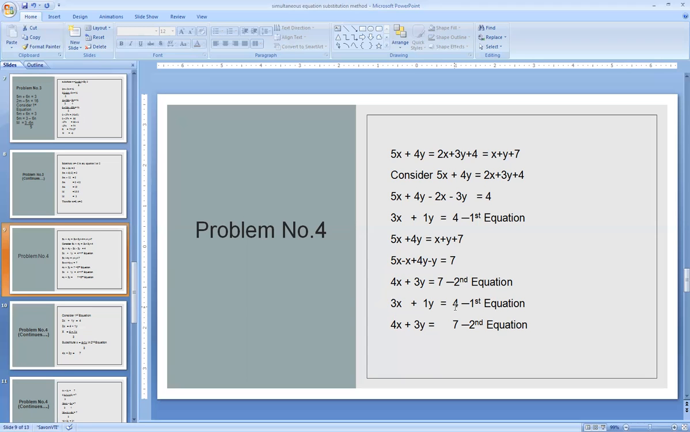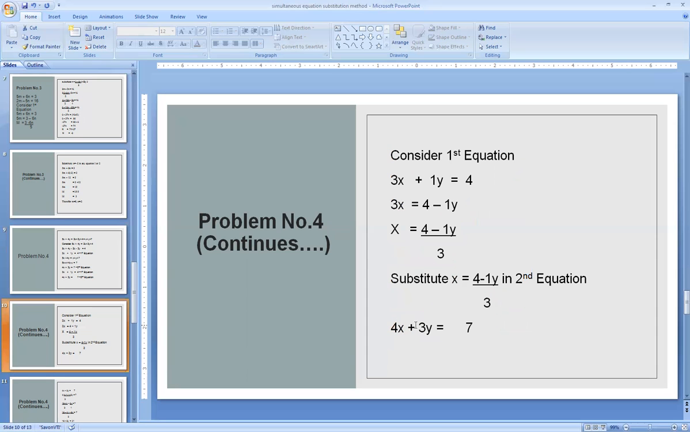Now we'll have to consider the two equations. The first equation is 3x plus 1y equals 4, and 4x plus 3y equals 7 is the second equation. Now, in the same manner as we did before, by considering the first or the second equation, we'll have to substitute the values now. We have considered the first equation, that is 3x plus 1y equals 4.